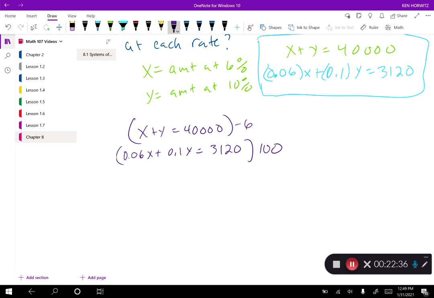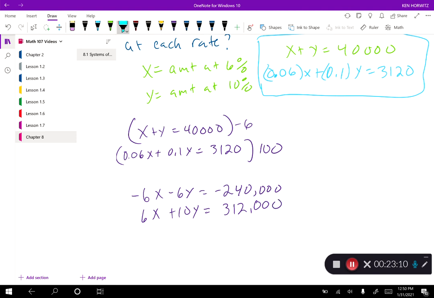All right, hopefully you paused the video and took the time to multiply the equations. If you did, you would get -6x minus 6y equals -240,000. And you multiplied the second equation times 100. I got 6x plus 10y equals 312,000. Now, the thing that I'm looking for anytime I'm doing elimination is this kind of relationship.